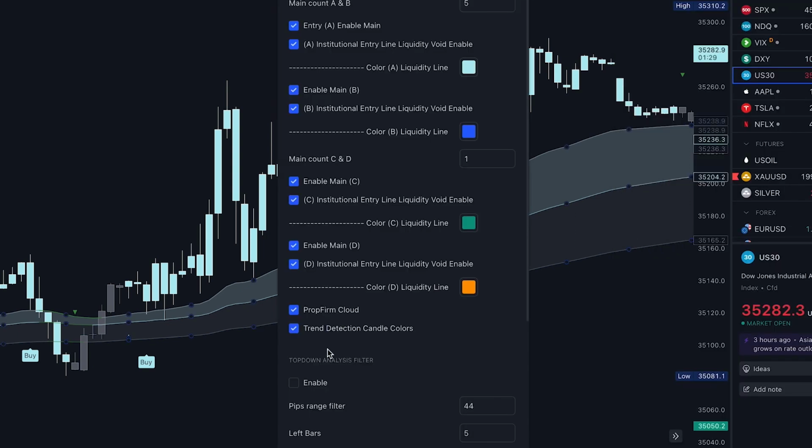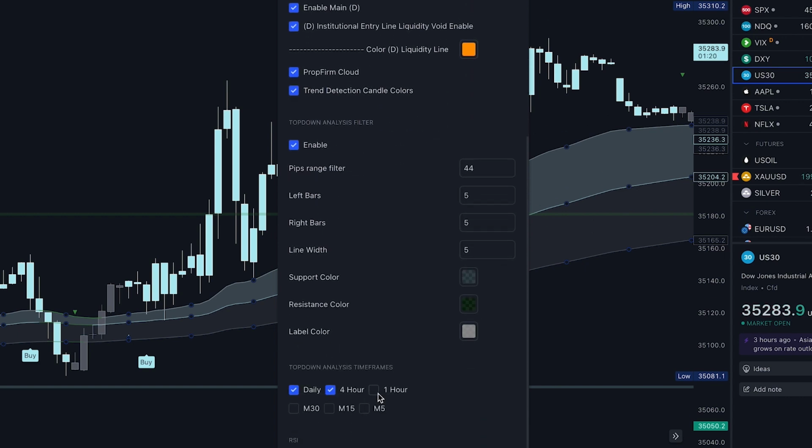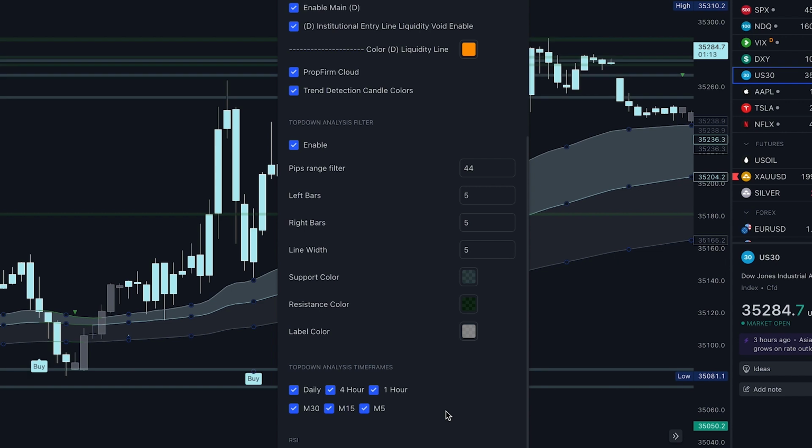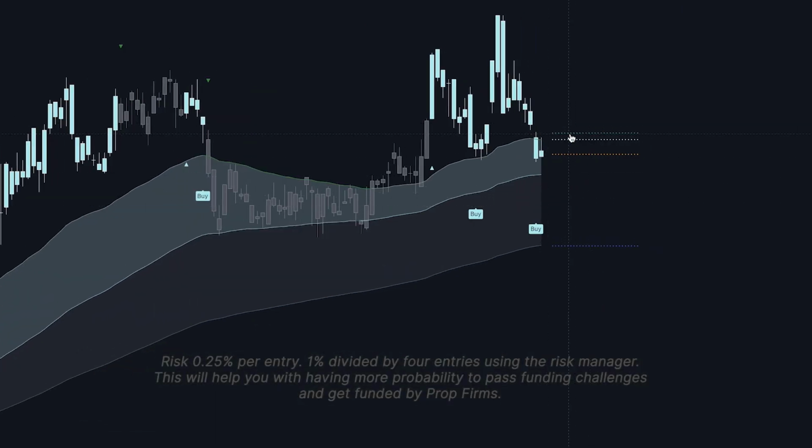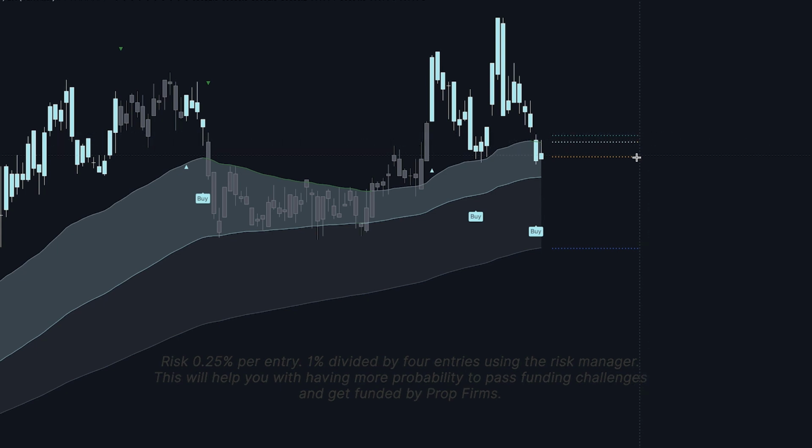Now let's turn on the top-down analysis feature. This feature is great to be able to have multi-time frame analysis where you're able to show the daily, the 4-hour, the 1 hour, the 30-minute, 15-minute, or the 5-minute major support and resistance levels while looking at any other time frame. It is a good idea to use each individual entry line as a 0.25% while trading using PropFirm Algo, meaning you can separate your 1% entry divided into 4, each entry a 25th%, maximizing your opportunities to stay profitable and get funded by prop firms.